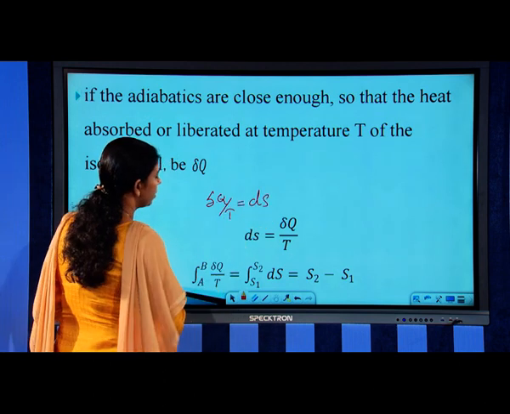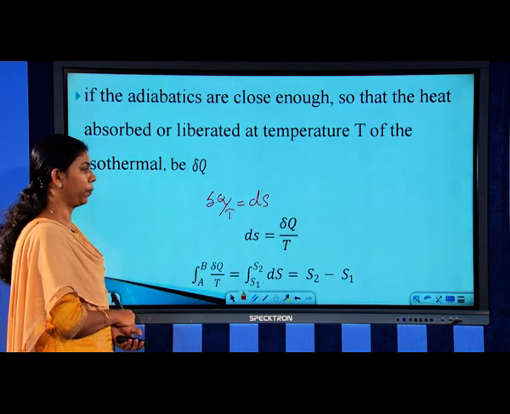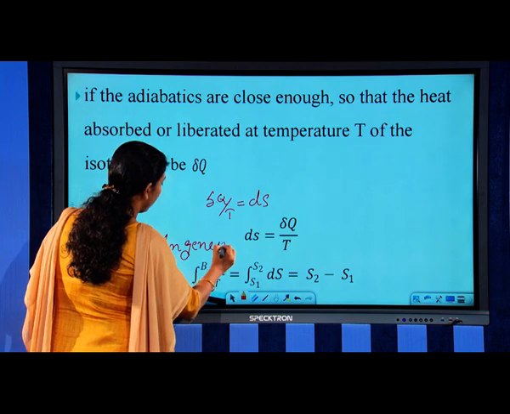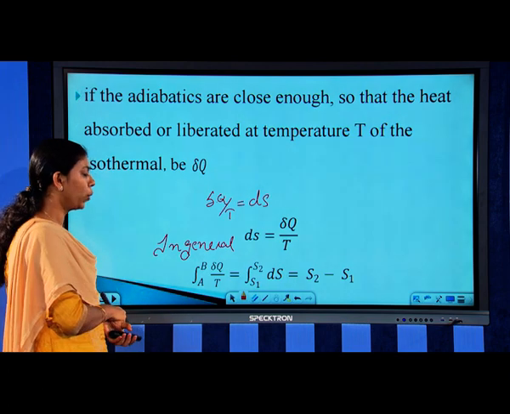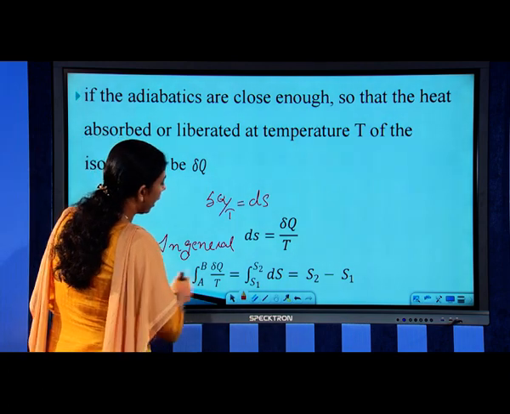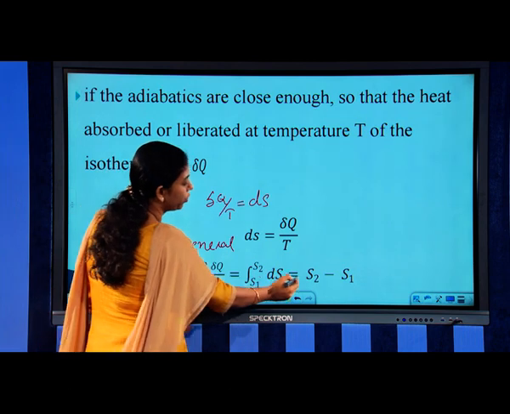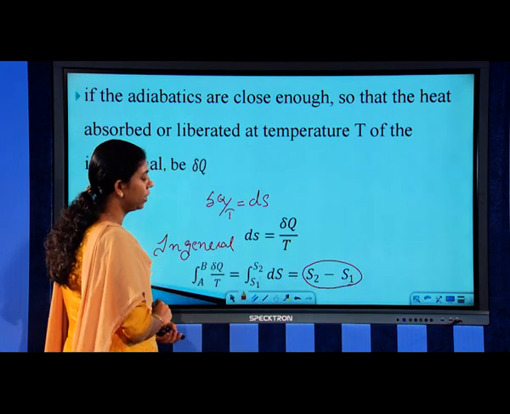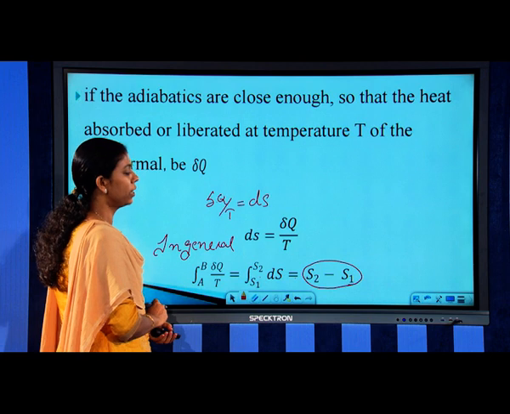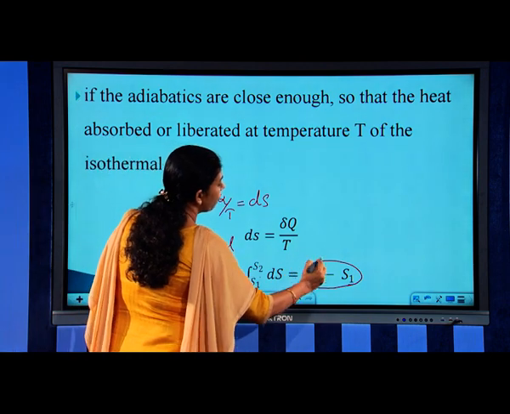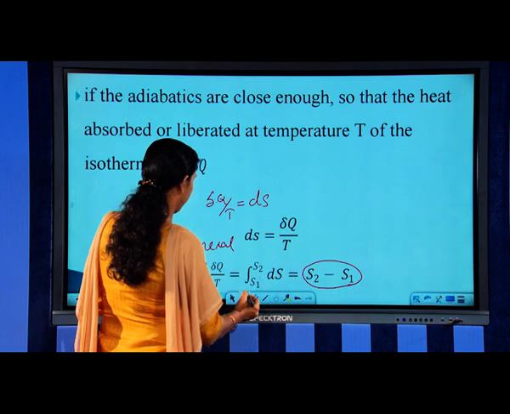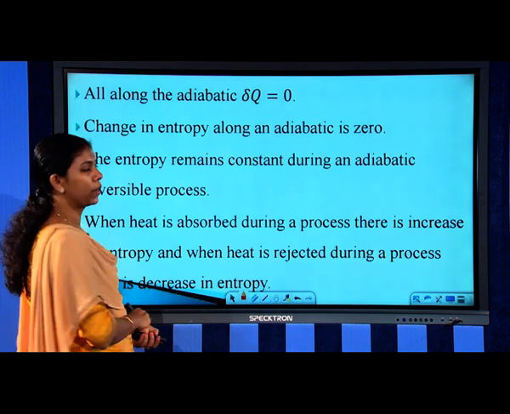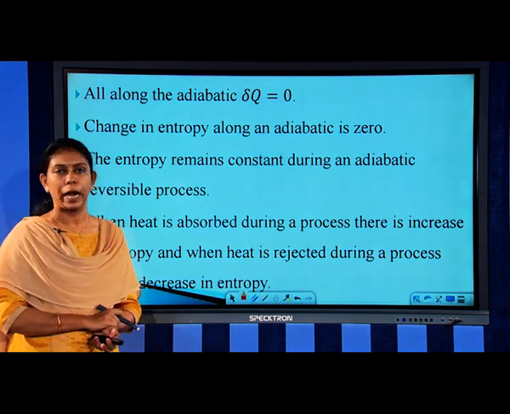dS. Here dS represents the change in entropy and in general this equation can be written as integral A to B delta Q by T is equal to integral S1 to S2 dS equal to S2 minus S1. Here S2 minus S1 represents the difference in the function from the final state to the initial state, and this function is called entropy. Let us see what the properties of entropy are.